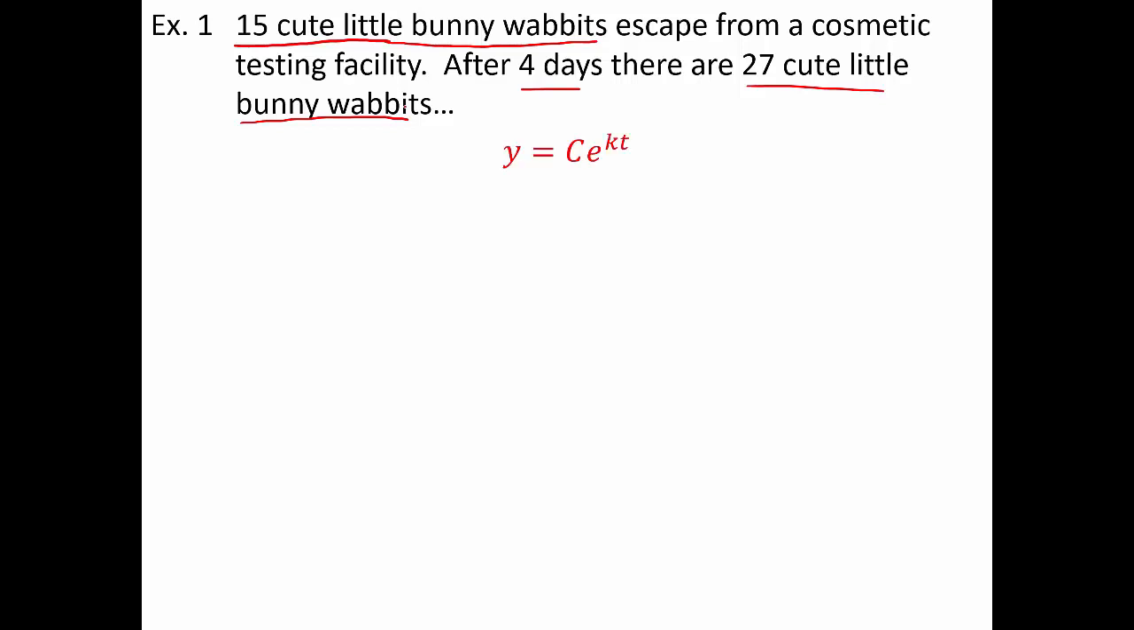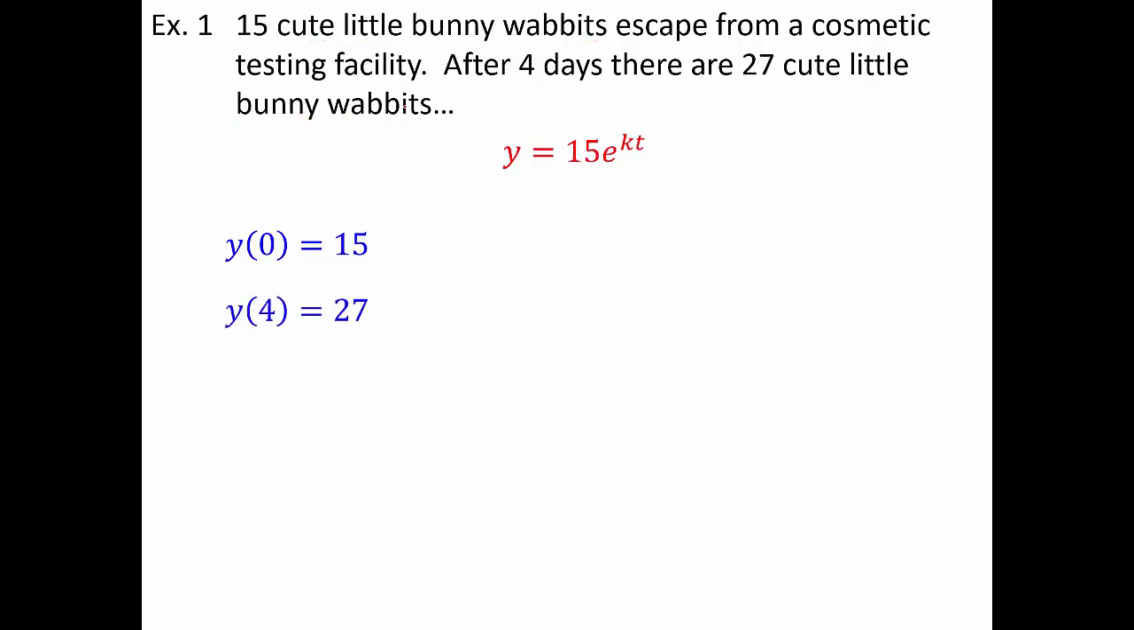So let's do it. Starting with y equals Ce to the kt, I know the initial condition is 15, so at time 0 we have 15. We can just replace the C with 15. The secondary data I had, the secondary condition, was after 4 days there's 27 bunny wabbits. So y of 4 equals 27. So I can plug in 27 for y and 4 for t to help me figure out k. Cleaning up that exponent, just writing 4k. And then, just as we did before, we can solve for k. Go ahead and pause here. Hit play when you have solved for k.